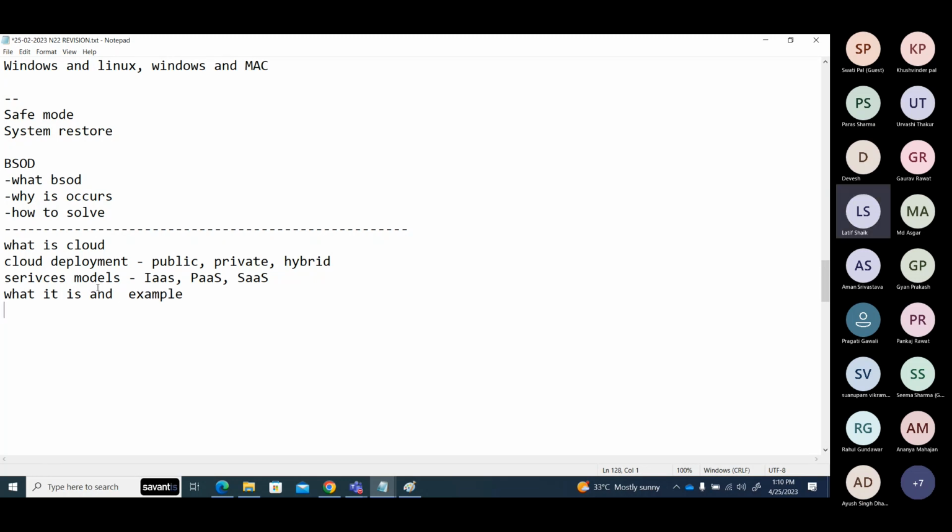Then what it is, an example, and cloud service providers like AWS, Azure. What names do you know? GCP, OCI, any names you can say. And any specific question, like what is a private cloud, or explaining a specific service. If you have an idea, that is okay. Otherwise, this is enough.